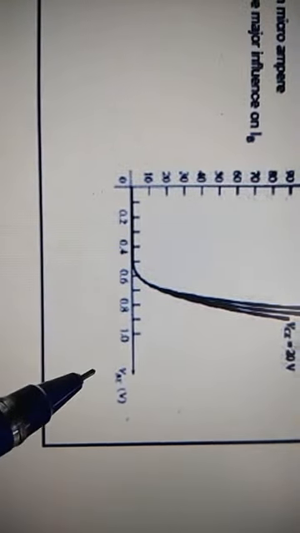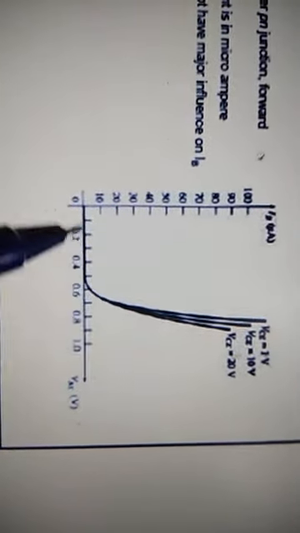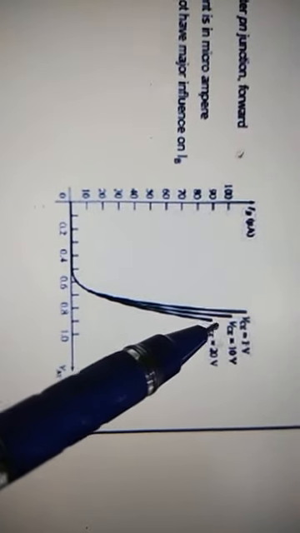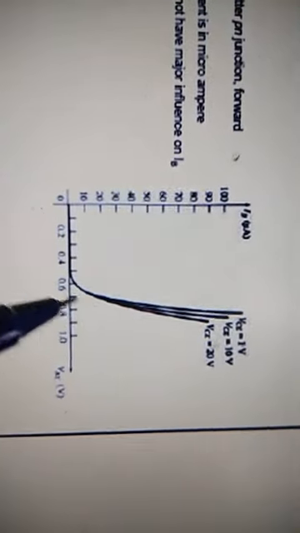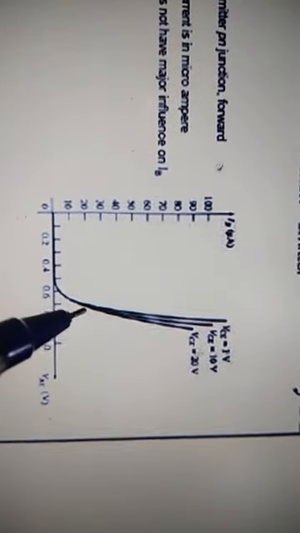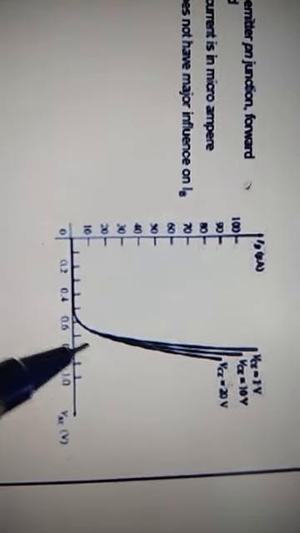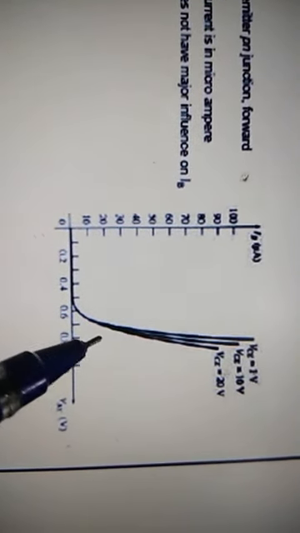This is VBE, the base to emitter voltage, and this is IB. This is called the input characteristics, and it depends upon the type of semiconductor used for preparing the transistor, either silicon or germanium. So you can get these characteristics. This knee voltage is about 0.7 volt for silicon type, and about 0.3 volt for germanium type.